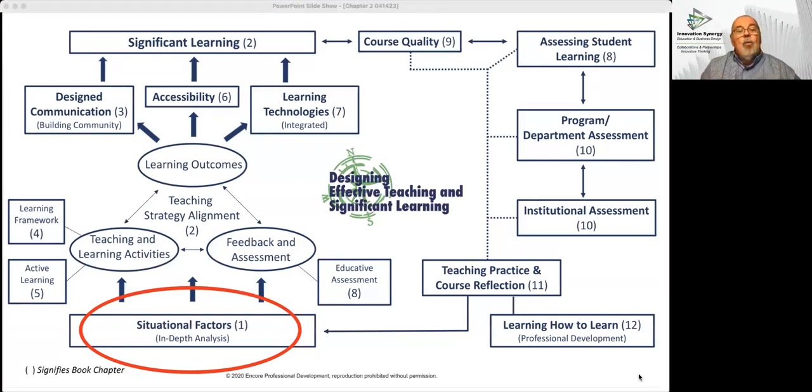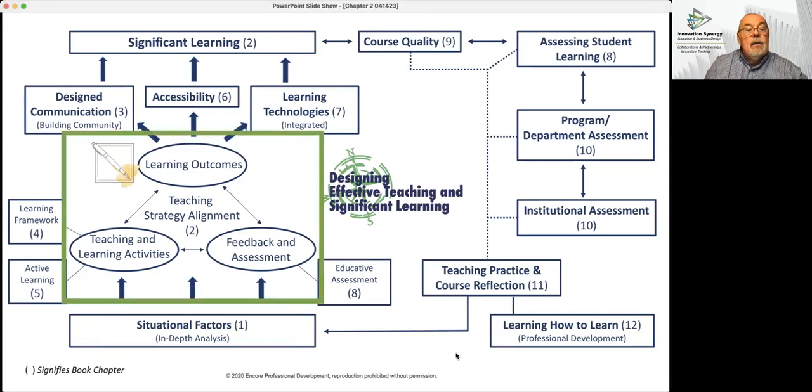In OCDI 1, we actually took a look at the situational factors, and in OCDI 2, we're really taking a look at the alignment of the learning outcomes, the feedback and assessment, and the opportunities for us to be able to design the teaching and learning activities that all make sense. And so we're going to go through this.